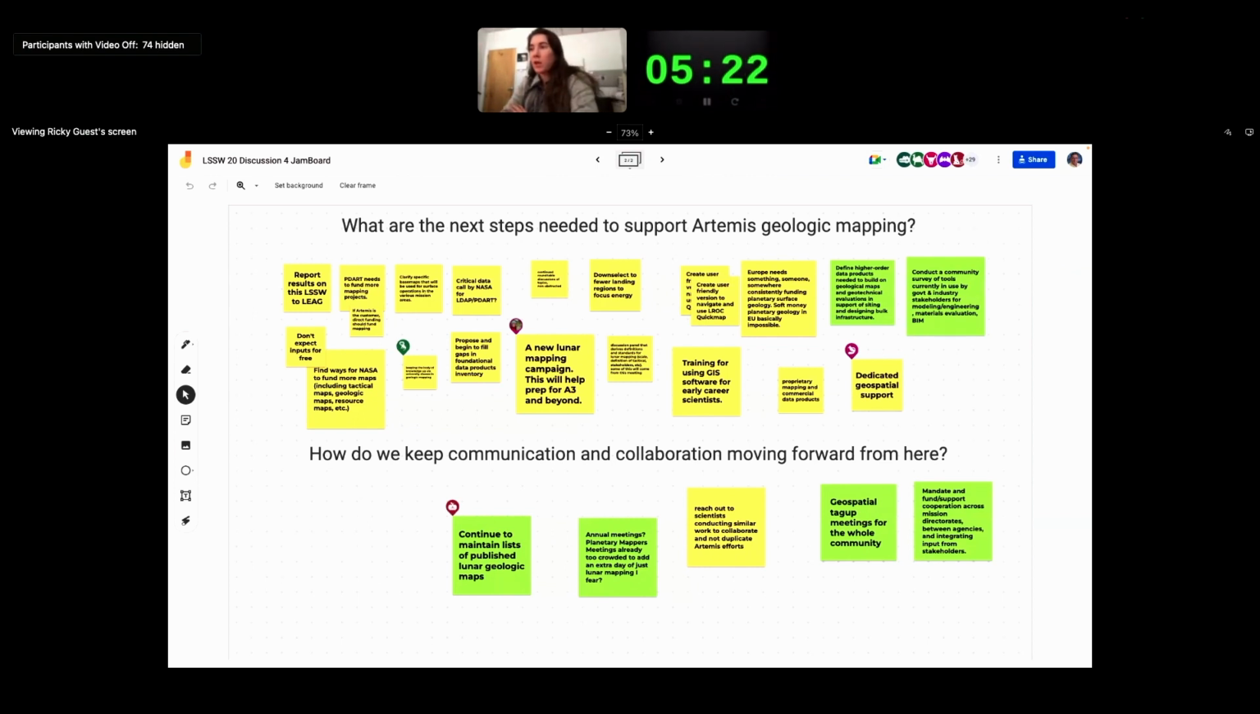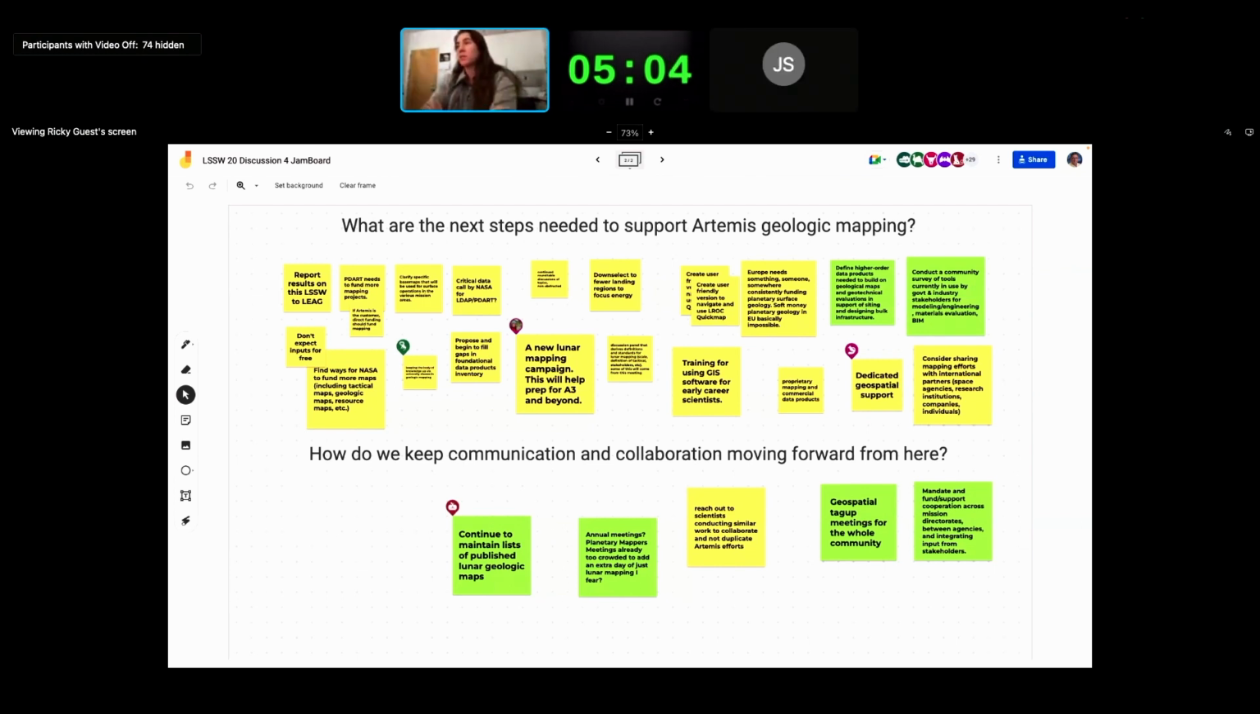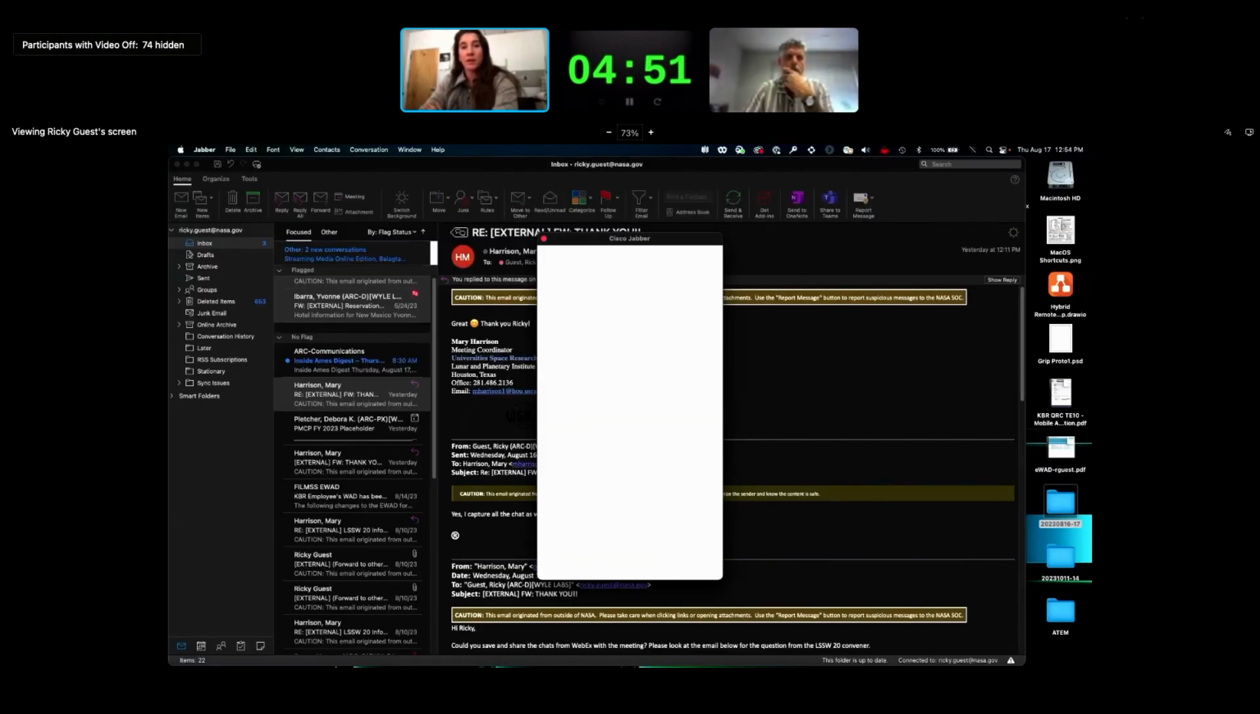While he's troubleshooting, I want to jump in here and call out the sticky for annual meetings. Is the Planetary Mappers meeting already too crowded to add an extra day of just lunar mapping? I'd open the floor for anyone to comment on that, because Jim made a comment yesterday about this not being just another mappers meeting, but there's obviously really complementary content between this workshop and the traditional mappers meeting. So would it be worth it to add a day dedicated to lunar mapping in this new Artemis era?